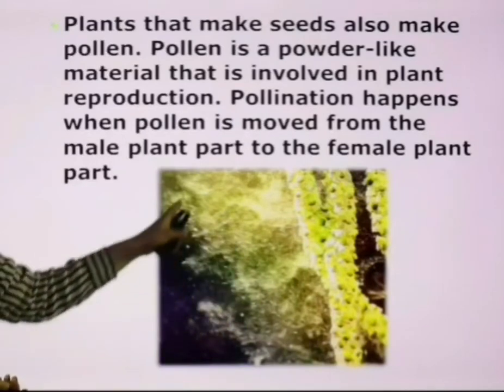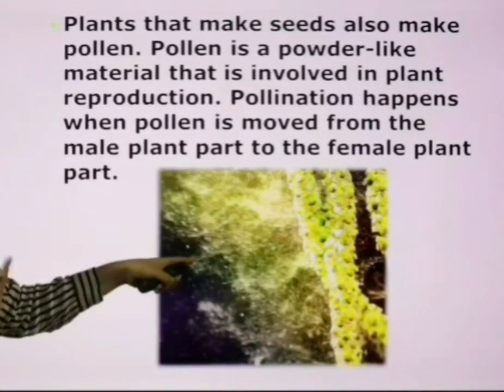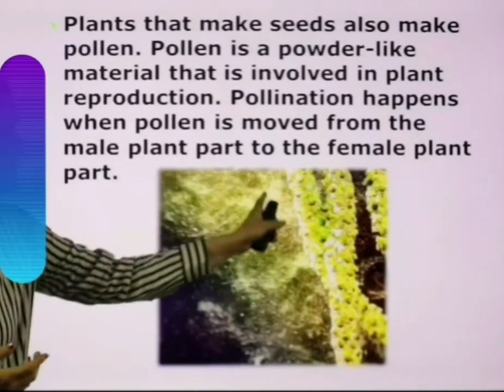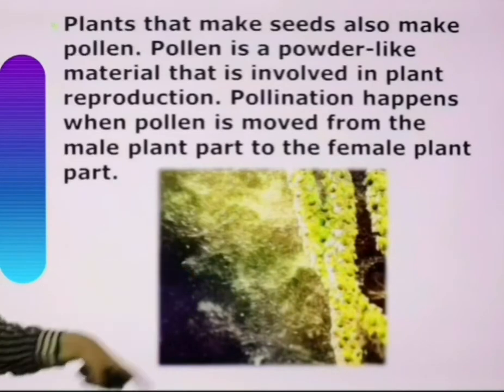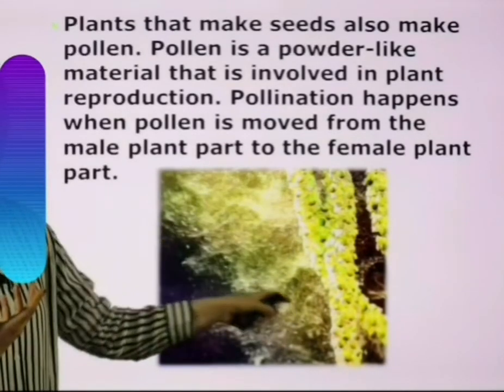If you can see this dusty material, this is pollen. Of course, this is not only one pollen. These are thousands of pollens flying from this plant and perhaps going to another plant to produce more baby plants like this one over here.